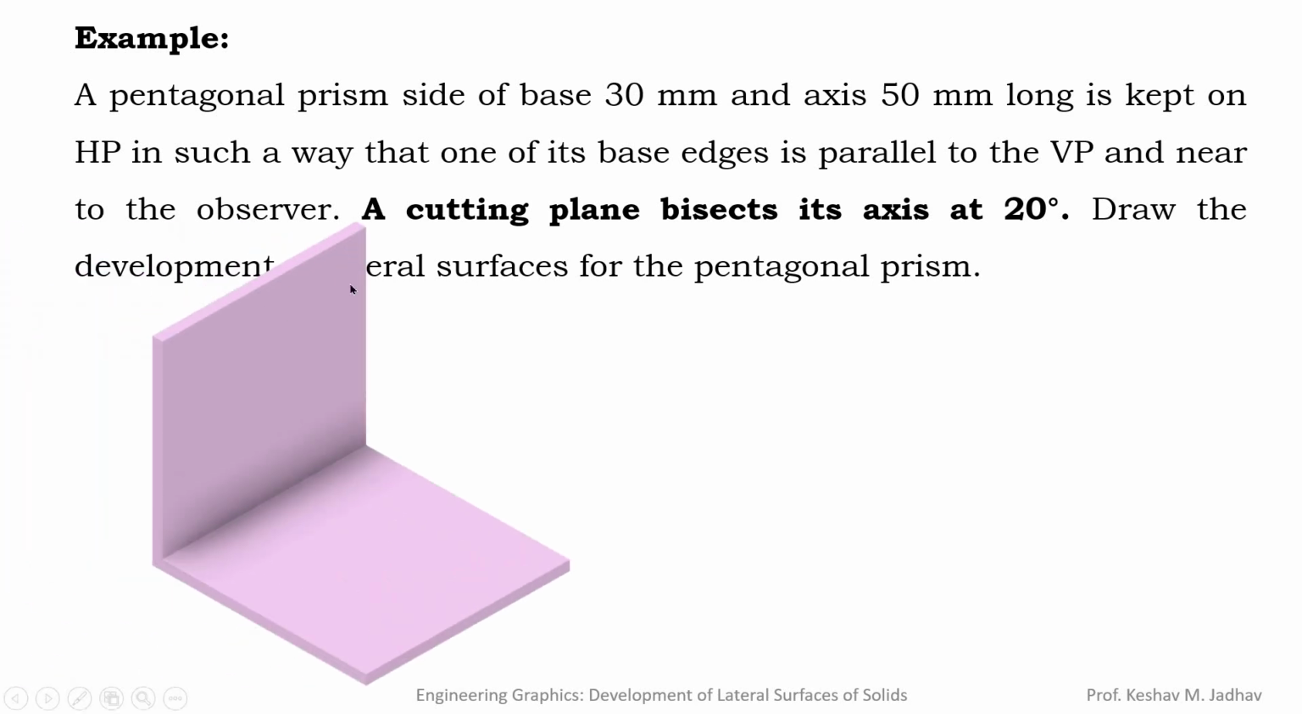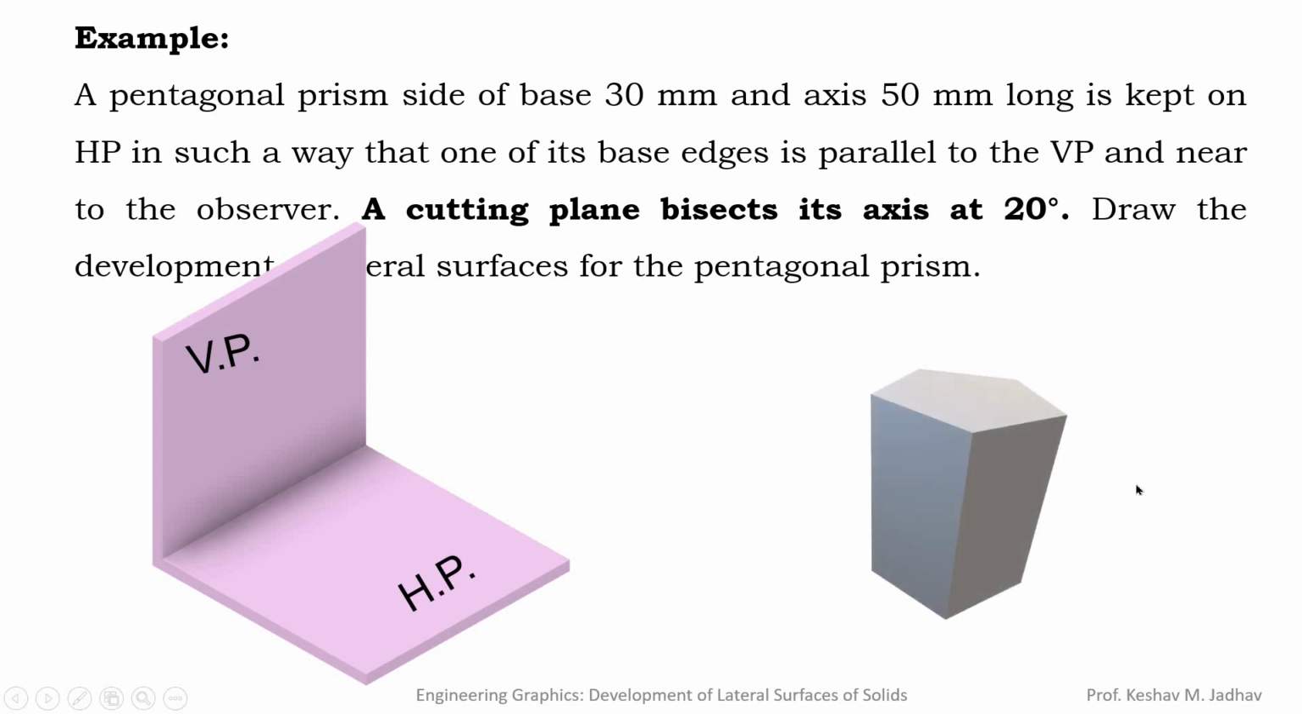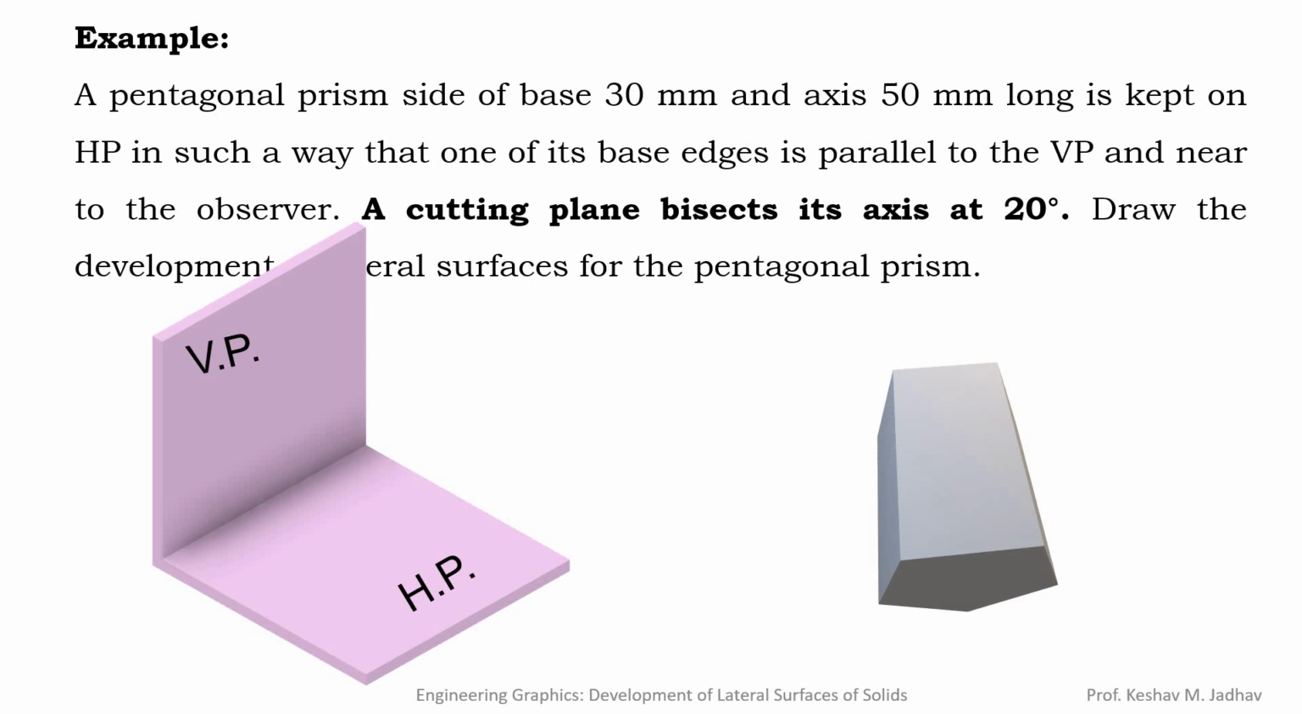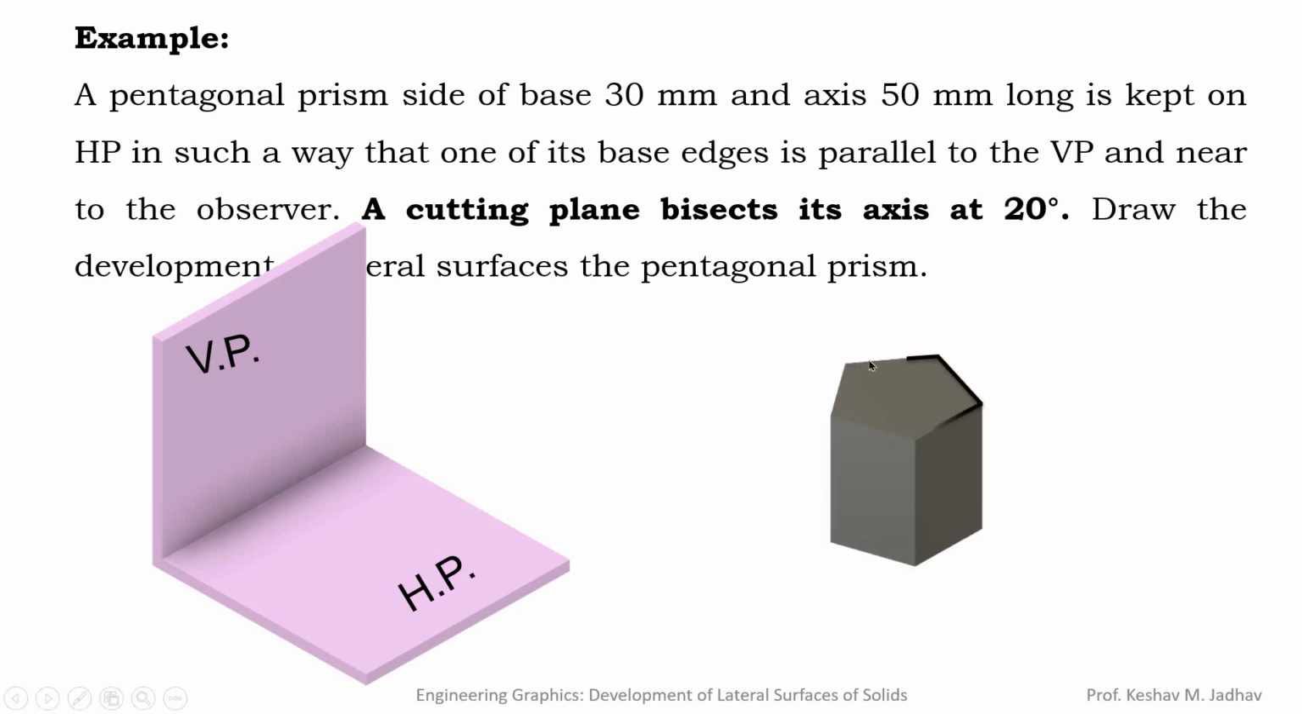So this is the first quadrant in which this is vertical plane and this is the horizontal plane. This is the pentagonal prism. So if you observe this pentagonal prism, it is having vertical rectangular faces and top and bottom face is pentagon in shape. This is the top surface which is having pentagon shape and bottom surface also pentagon in shape.